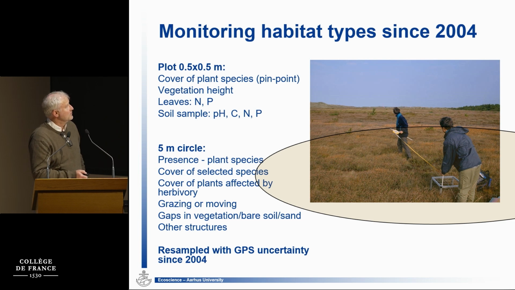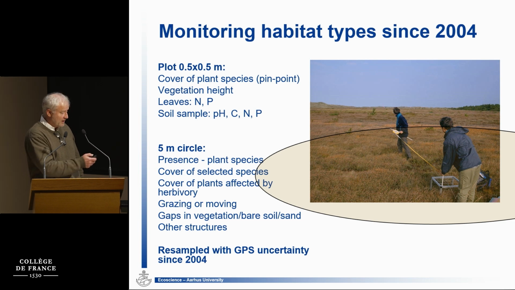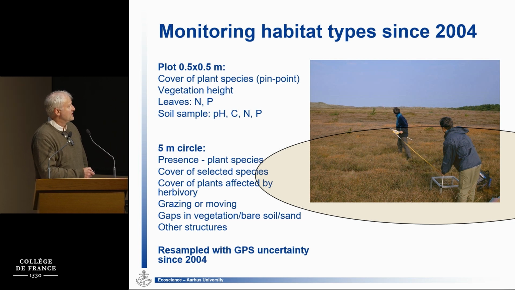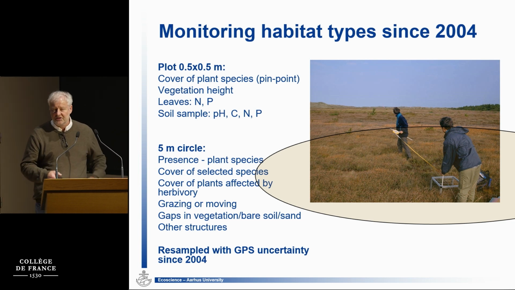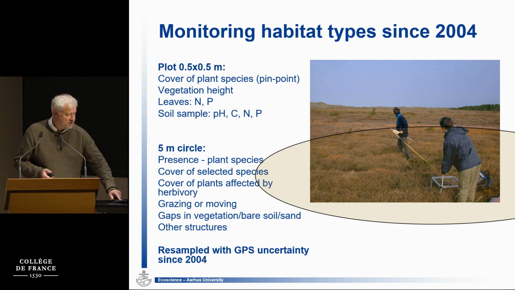In the plot, we measure the cover of all higher plant species, other vegetation types, vegetation height, chemical properties of the leaves, and a soil sample where we measure pH, C, N, and P. In the 5 meter circle, there are a lot of measures, but maybe most importantly here is the presence absence of plant species, cover of selected species, and then we monitor whether the plot was grazed or mowed by a visual inspection. Yes, and it is resampled with GPS uncertainty.